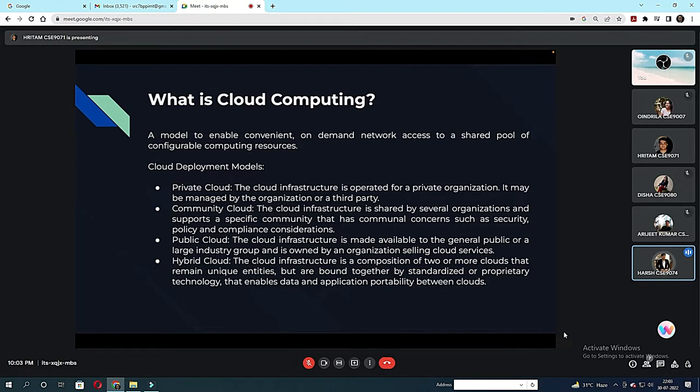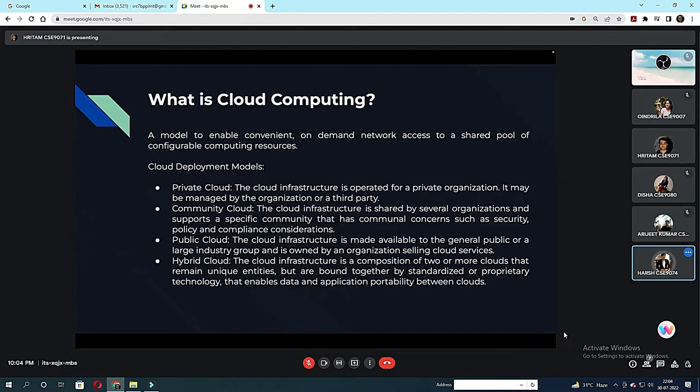So the cloud deployment models are as follows. Private cloud: the cloud infrastructure is operated for a private organization. It may be managed by the organization or a third party. Community cloud: the cloud infrastructure is shared by several organizations and supports a specific community that has communal concerns such as security, policy and compliance considerations.